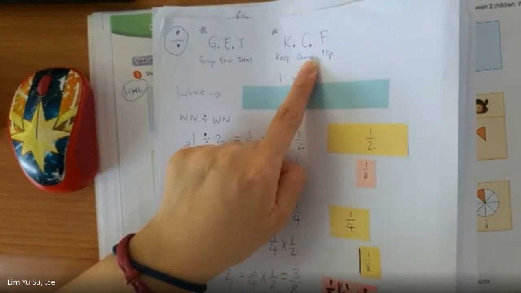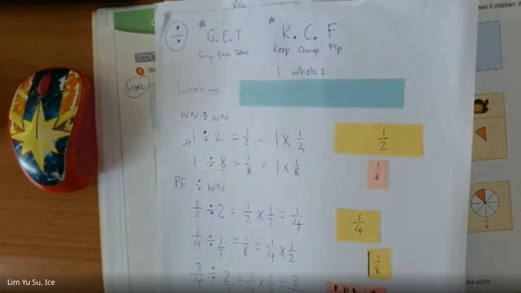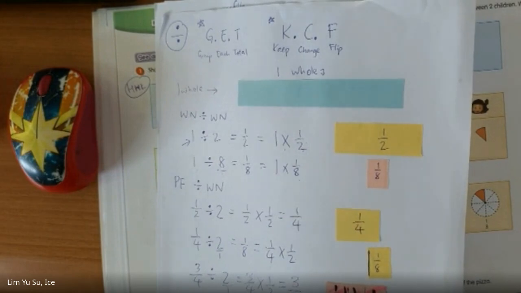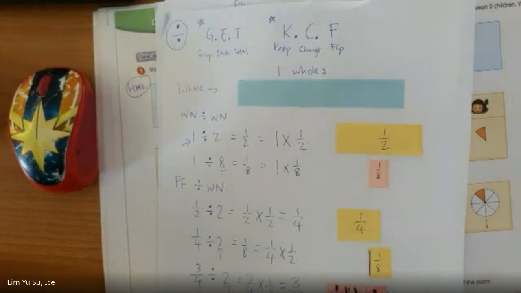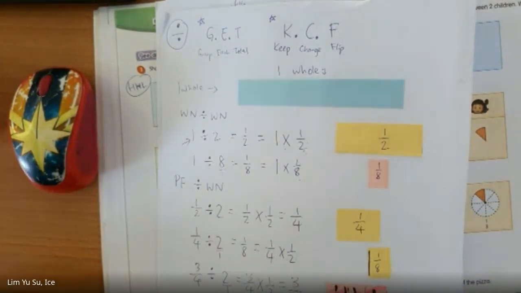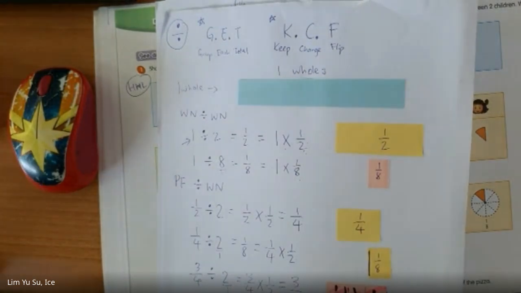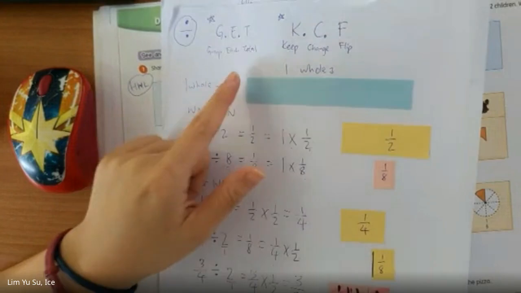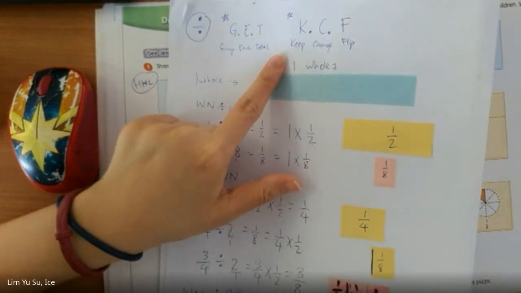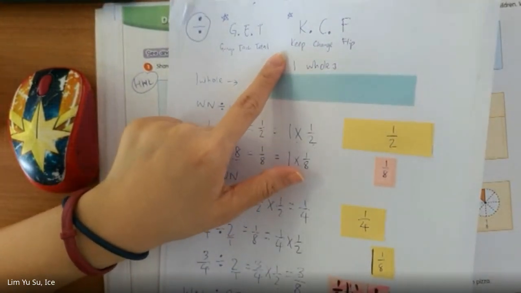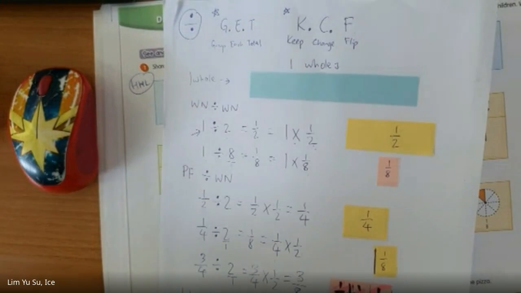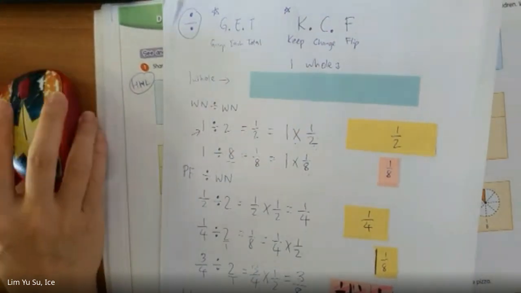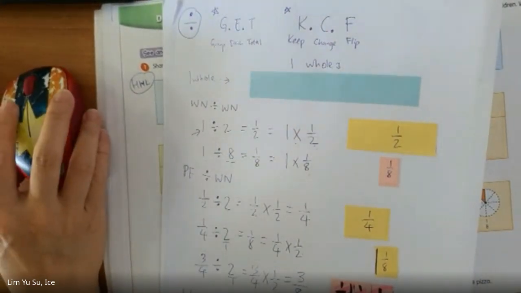KCF. Thank you, Ryan. You deserve another one, because you're very attentive. Now, why do I want to reward him? Because really, everybody, this is the most important thing for this chapter, division of fractions at primary 6.